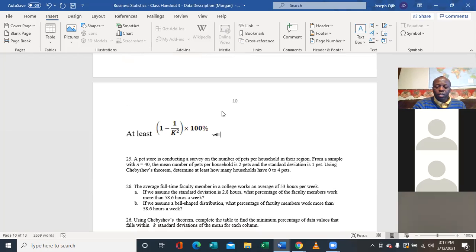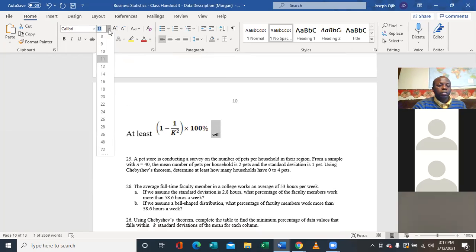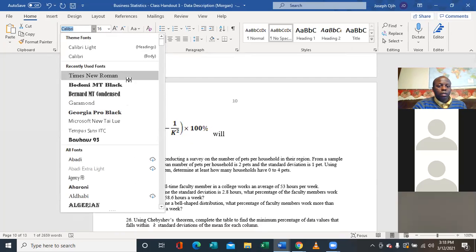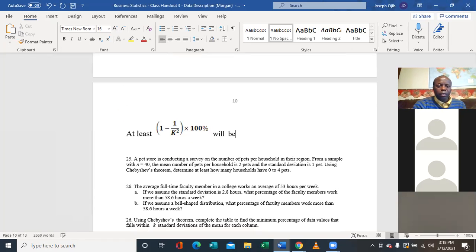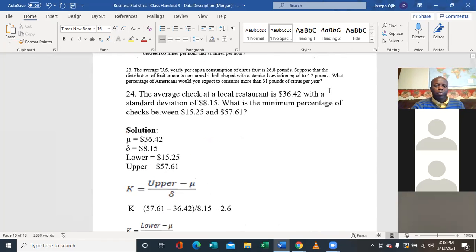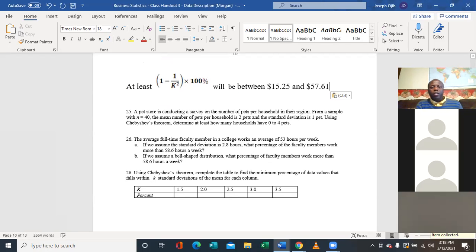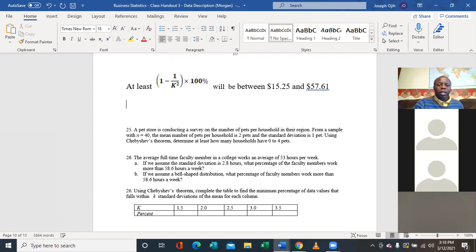Let me correct this. Make it font 16 and Times New Roman. Okay. The minimum will be between these two amounts, between $15.25 and $57.61.